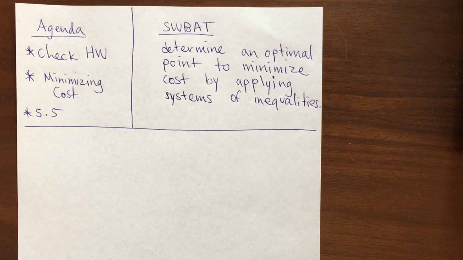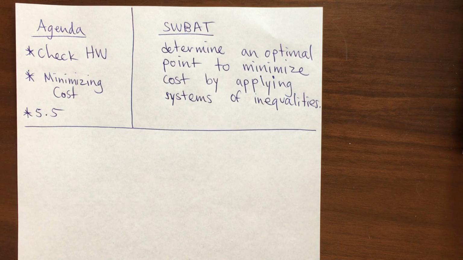Hello students, today's agenda is to check homework. We're going to be learning about minimizing cost, and you will be able to do 5.5. Today students will be able to determine an optimal point to minimize cost by applying systems of inequalities.